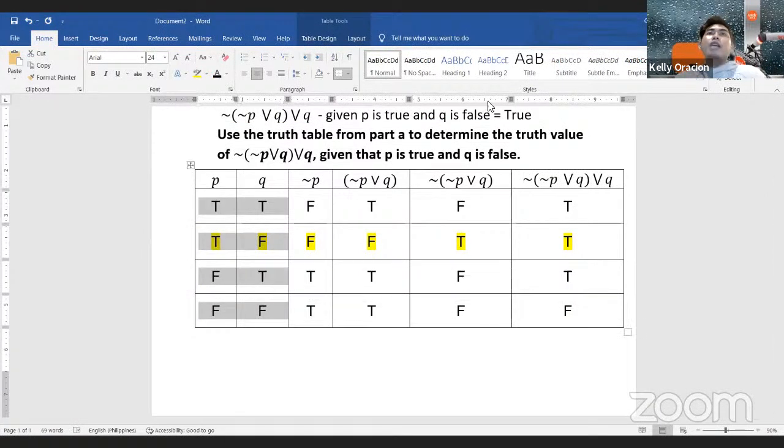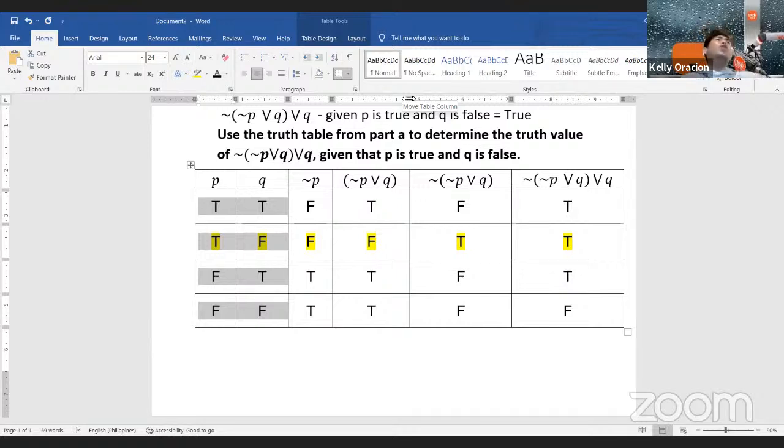Sir, pag P, Q, and R, pag tatlo na yung variable, change ba ang format ng table? Yes, that's correct. Change ang format ng table pag tatlo na yung variable ninyo. How much more pag apat? Mas mahirap pag apat ang variable. Kaya nga, you don't need to worry, no? Because in your exam, in your activity, pati rin sa quiz, tatlong variable lang yung ibibigay ko para hindi na kayo mahihirapan pa. Hanggang tatlong variables lang tayo.